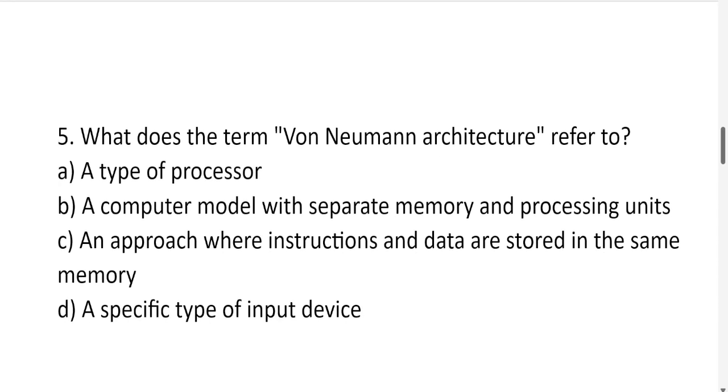Question number 5. What does the term von Neumann architecture refer to? Option A, a type of processor. Option B, a computer model with separate memory and processing units. Option C, an approach where instructions and data are stored in the same memory. And option D, a specific type of input device. The correct answer is option C, an approach where instructions and data are stored in the same memory. Next.